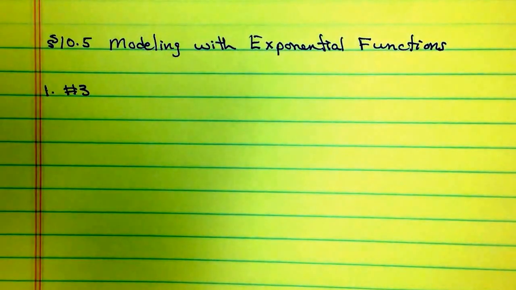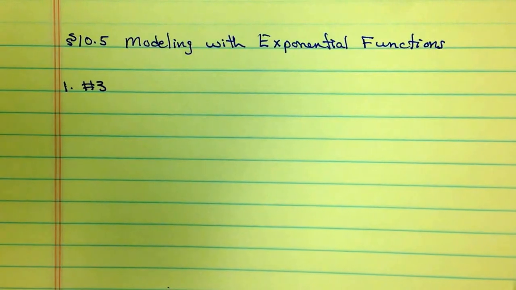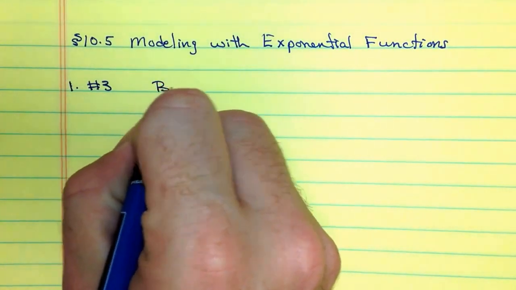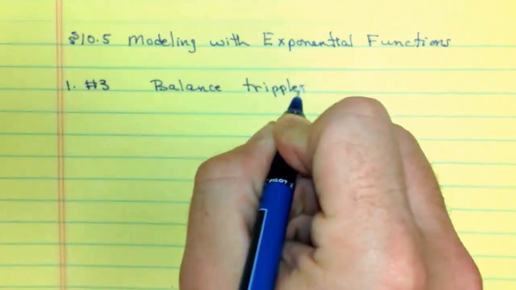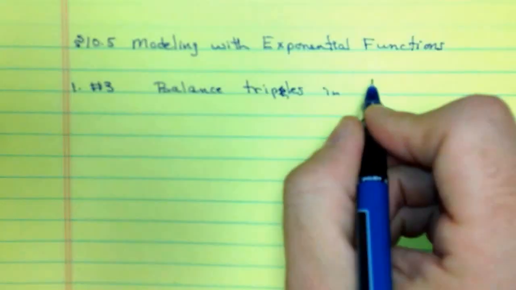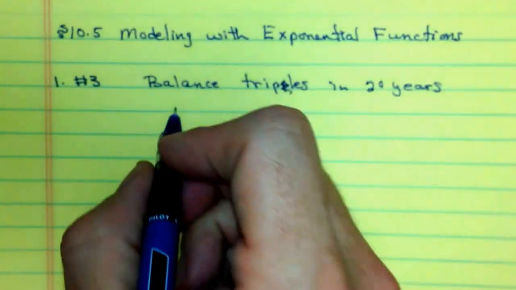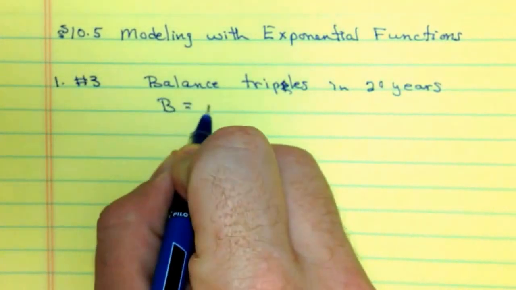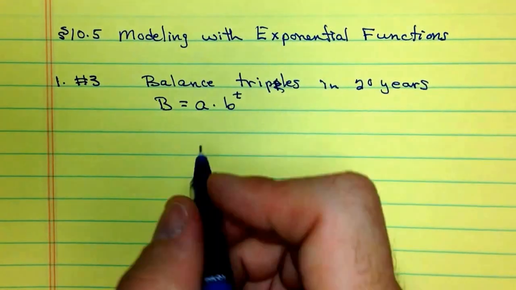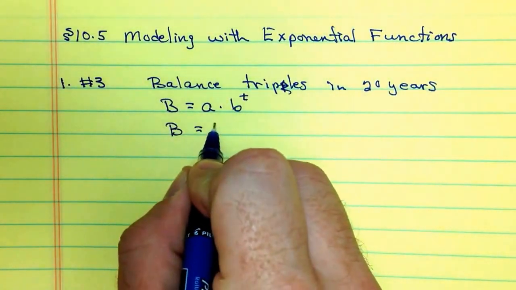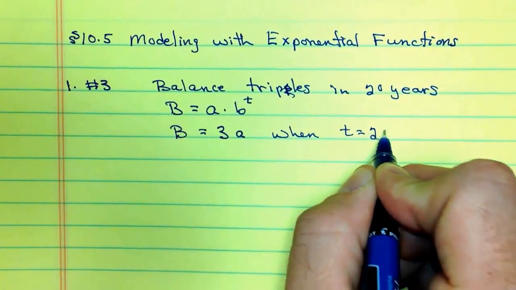We're told we want to write a formula for the balance in an interest-bearing bank account if the balance triples in 20 years. So we're told balance triples in 20 years. All right, so what we'll have is capital B equals little a times little b to the t. Capital B is for balance. All right, well, we know B equals 3a when t equals 20.